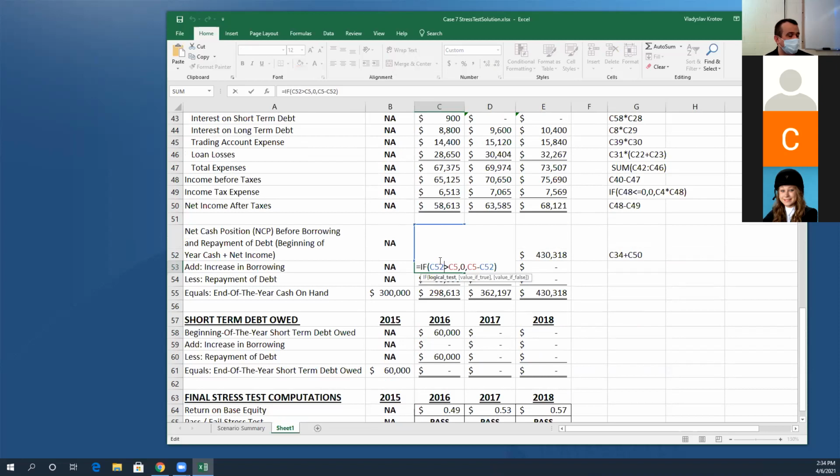conduct your operations as a bank. If not, the condition is false, then borrow the difference between C5 and C52. In other words, if C52, your net cash position, falls short of C5, which is 50,000, borrow so that your cash position is at least 50,000. If you don't have at least 50,000 in cash in your account, you may have a run on the bank situation where your clients are coming and asking to close their accounts and you don't have enough cash to return them their money. That's why we need to have at least 50,000.